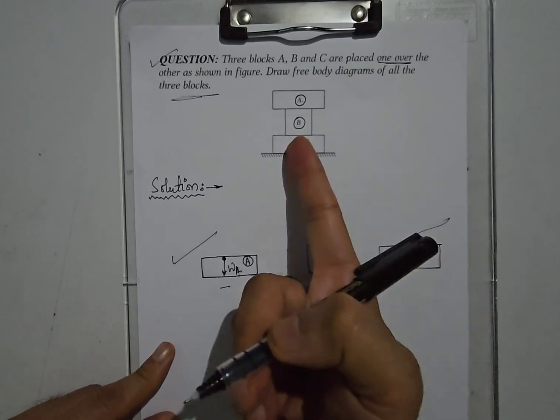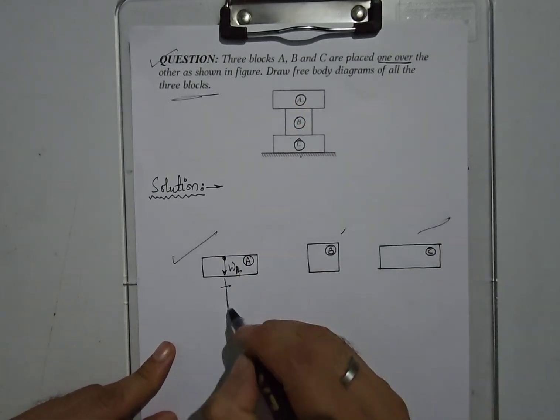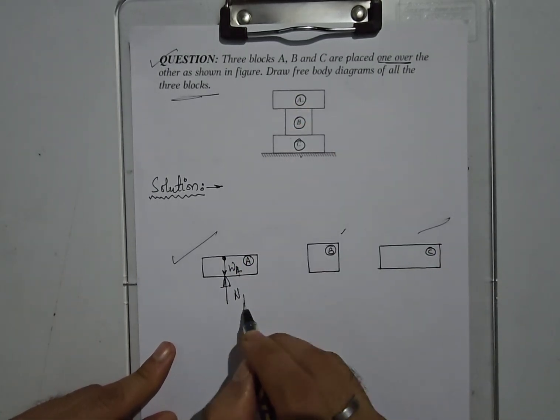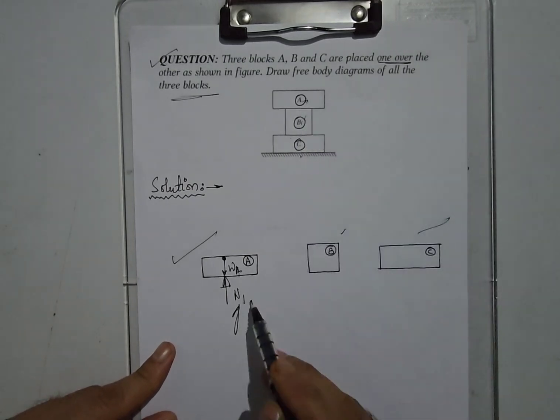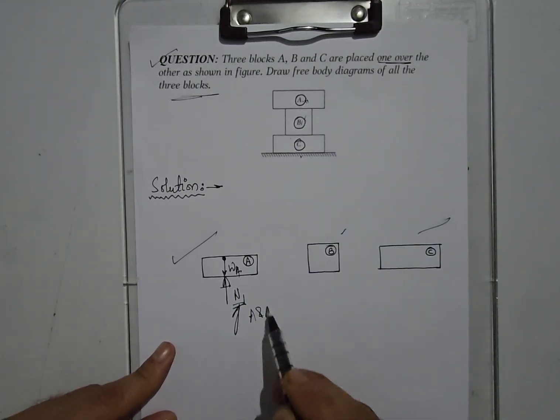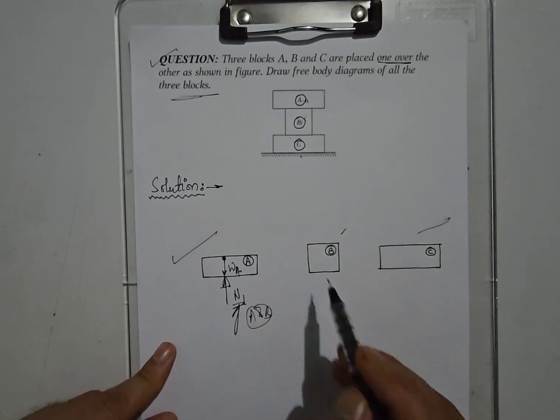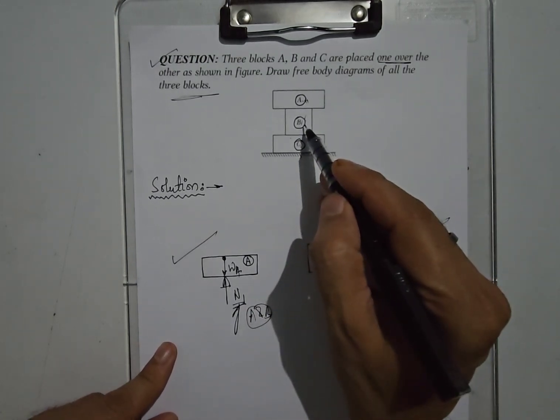And the reaction of the block below, that means block B, would be creating this. So this is N1. What is N1? N1 is the normal reaction between A and B. Okay, between A and B, right? Now second is this block B. Now block B, what does block B mean?